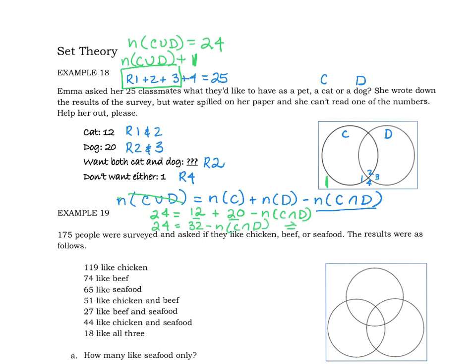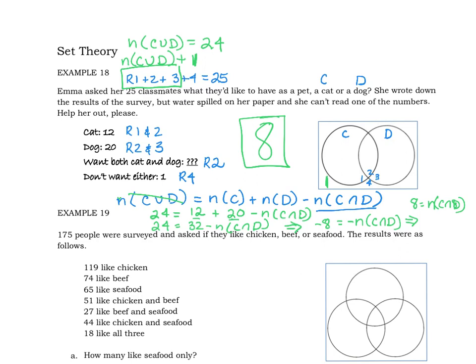Okay, let me go ahead and continue my work to the right here. I need to subtract that 32 from both sides, and so that gives me a negative 8. And then we need to divide both sides by a negative 1, which tells me that the intersection of those two sets is 8. So how many both want a cat and dog? 8.